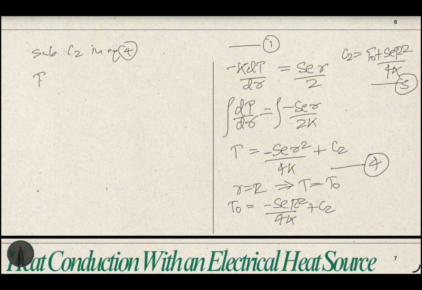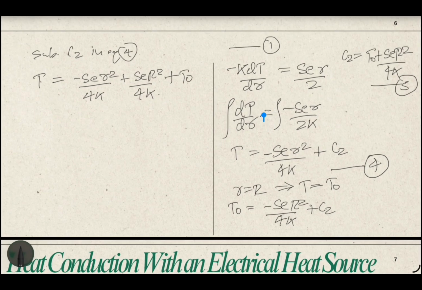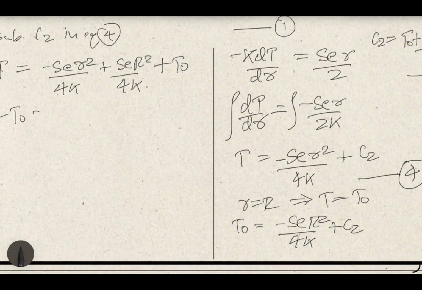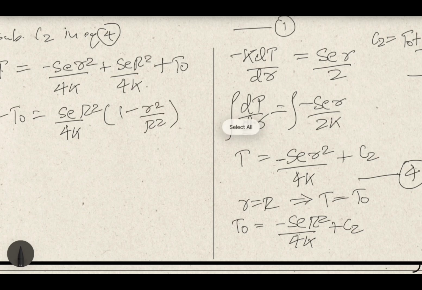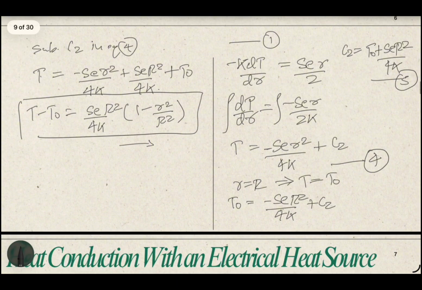So we get our temperature profile as minus S_E small r squared upon 4k plus S_E capital R squared upon 4k plus T naught. So I can have T minus T naught equals, taking S_E upon 4k R squared common, so this would be 1 minus r squared by R squared. So this is our temperature profile. So hence we have found our temperature profile. This will be equation 6.